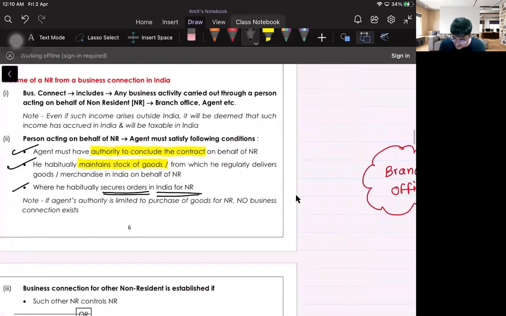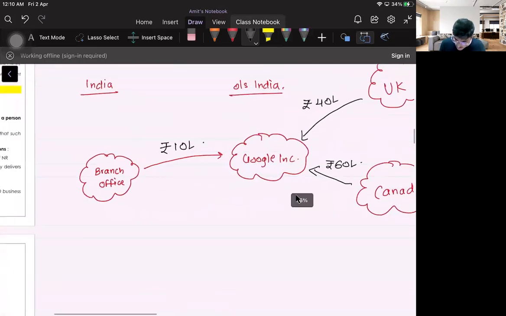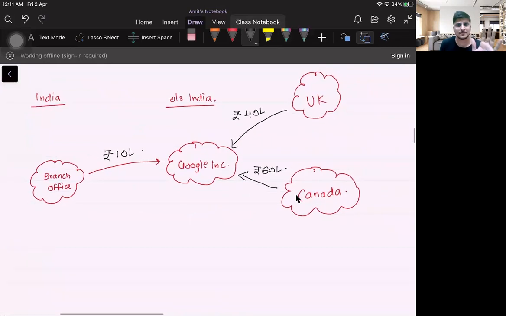I have given one example here that Google Inc. is a company in USA. Google Inc. has a branch office in India.